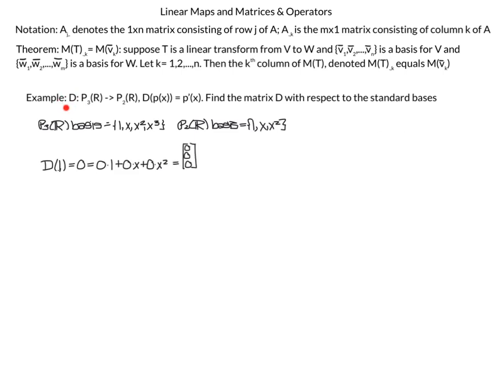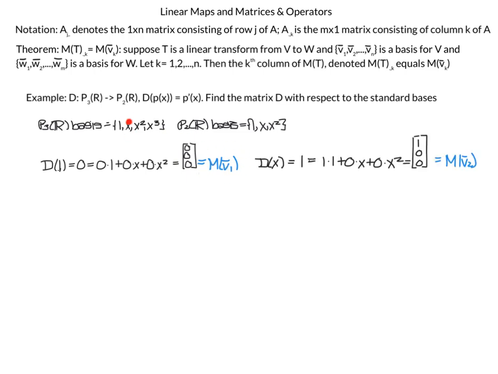So for this example, I'm going to take my transformation on my first basis vector. My first basis vector is 1. So the derivative of 1 is equal to 0. Now I need to write this 0 in terms of my basis in P2. So that's going to be 0 times 1 plus 0 times x plus 0 times x squared. Now writing it here as the matrix of this vector, the coefficients are 0, 0, 0. So my matrix representation of this vector is going to be 0, 0, 0. And I'll just note that that's M of V1, my first basis vector.